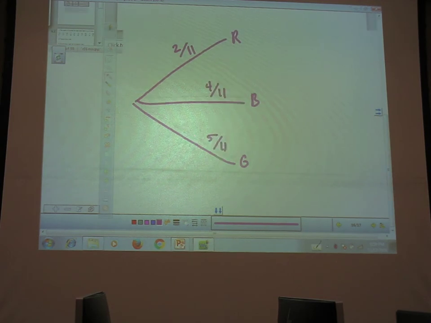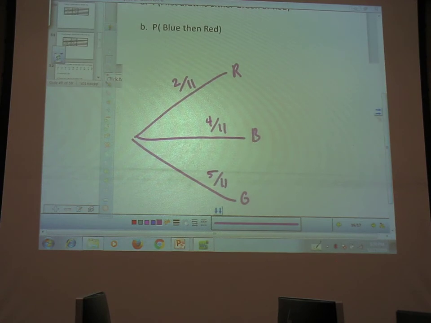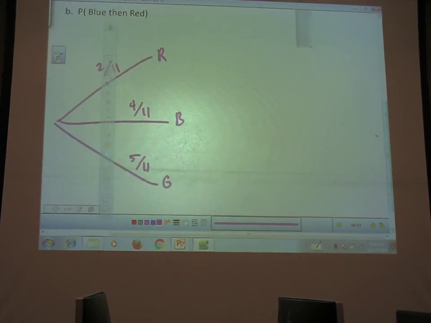Perfect. Now, am I putting the marble back or not? No. Here's a hint. Say I have a bunch of pens.